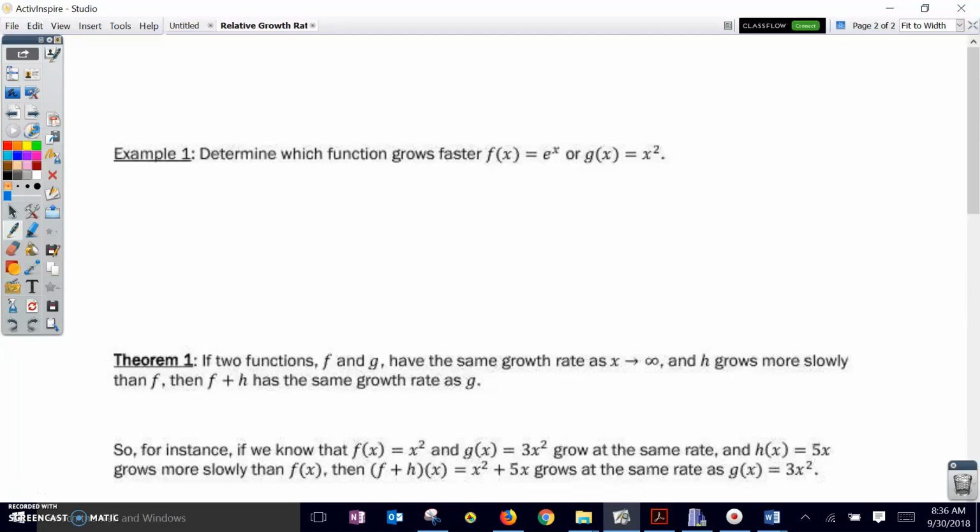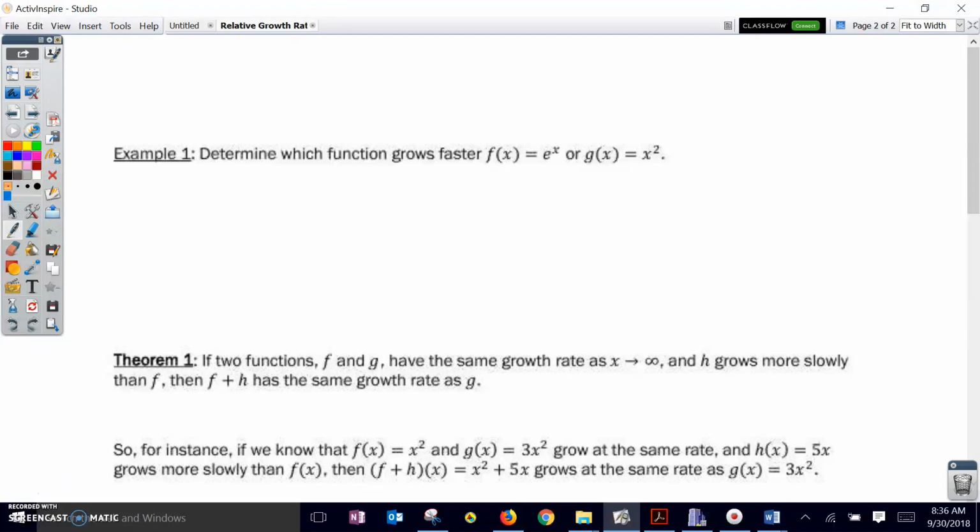Alright, welcome back everybody. In this video we're going to look at relative growth rates of functions and how we can use L'Hopital's rule to help us determine relative growth rates. Make sure you read through the first page of information on the relative growth rates because that gives you some insight into how we're doing this.